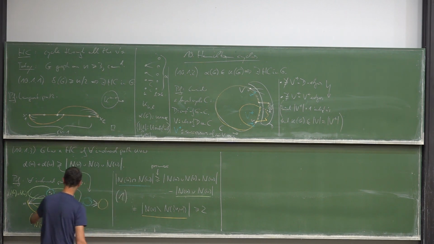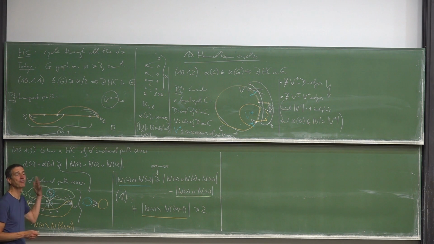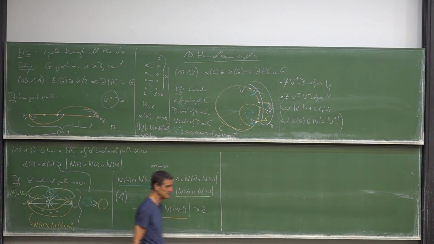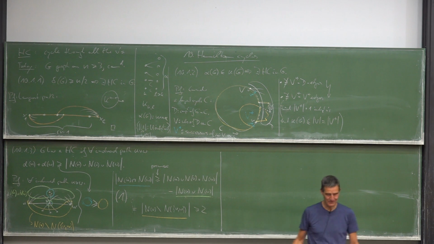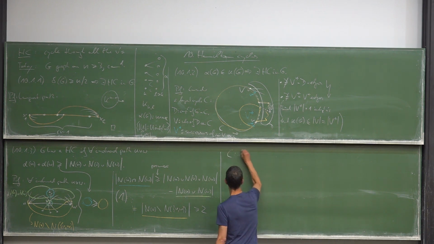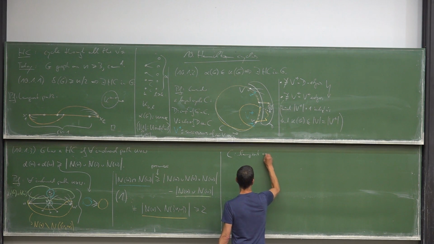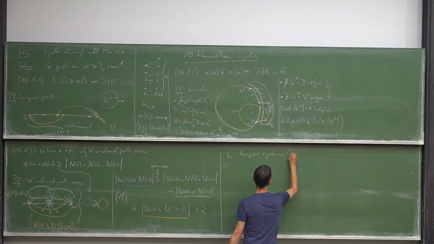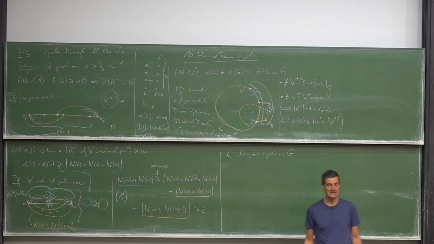And since blue has size at least 2, the whole thing has a cycle. Okay? U, V, W, and a vertex in blue and back. So there exists a cycle, which is a rather long-winded way of proving the existence of a cycle from this premise, but yeah, one has to do something. So let's consider a longest cycle. And let's prove that it's a Hamilton cycle.